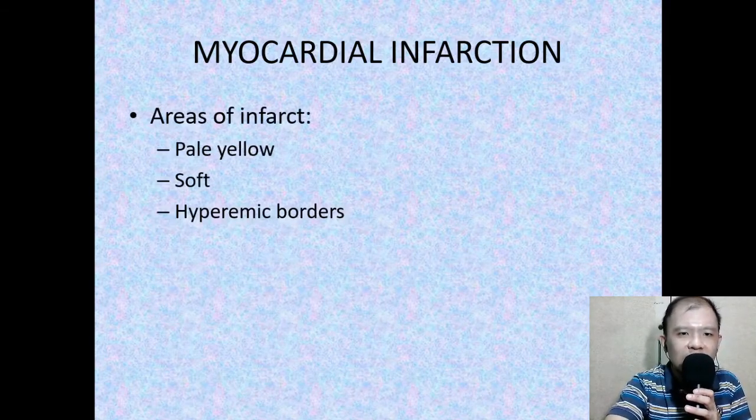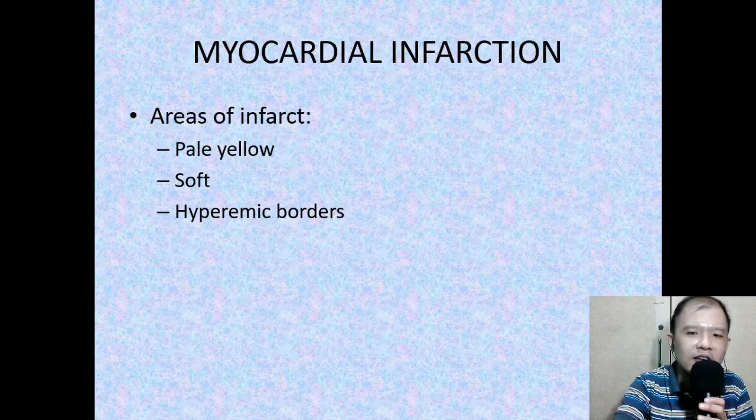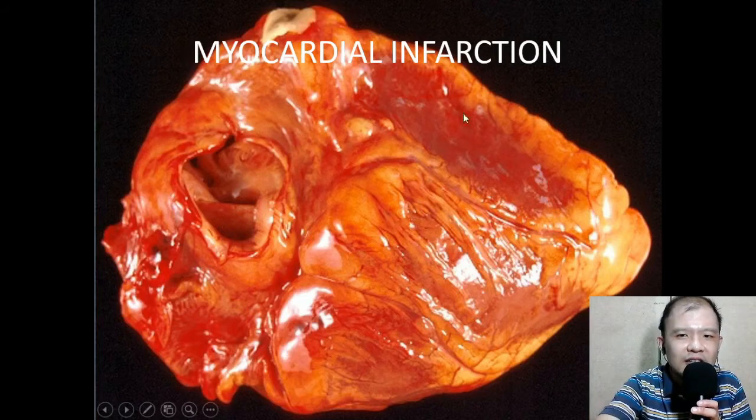Areas of infarct show pale yellow, soft, and hyperemic borders. So you might as well estimate what stage of myocardial infarction the patient is in. This is the gross picture of the heart, and this is the infarcted area. Okay. What is this yellowish thing here? These are fats. Okay.